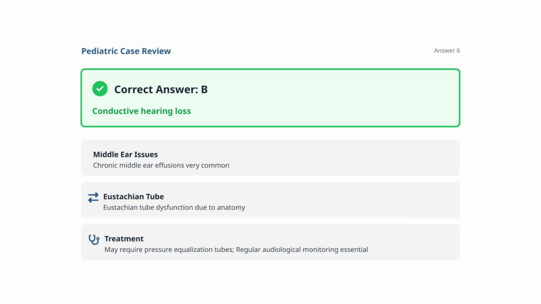Children with Apert syndrome frequently develop chronic middle ear fluid due to eustachian tube dysfunction. The craniofacial anatomy impairs normal middle ear drainage. This causes conductive hearing loss affecting speech development. Pressure equalization tubes are often necessary. Regular hearing tests and early intervention services optimize language development outcomes.